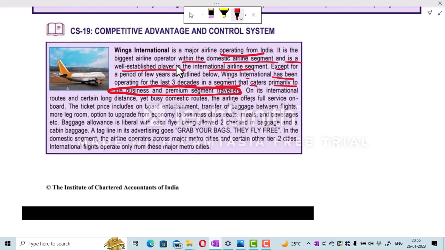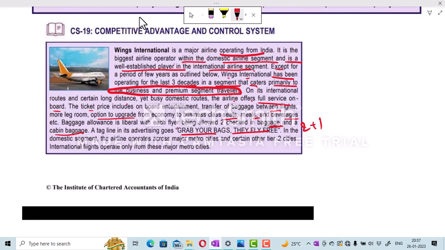The airline offers full service on board. The ticket price includes onboard entertainment, transfer baggage between the flights, more leg room, option to upgrade from economy to business class seats, meals, beverages. Baggage allowance is liberal with each flyer being allowed two checked-in bags and a cabin bag. Okay, only 2 plus 1, 3 bags are allowed. A tagline in its advertising goes, grab your bags, they fly free.